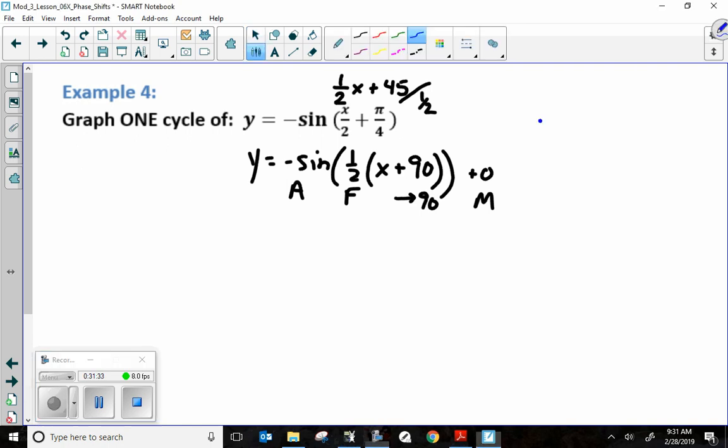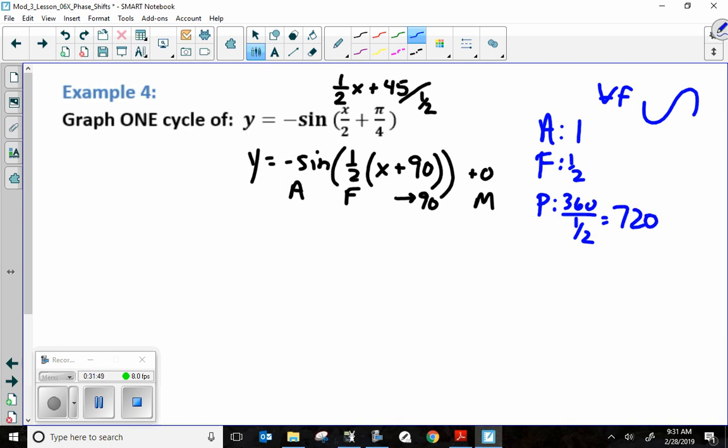So amplitude is 1, but it is negative, and it is sine again. So it's a vertical flip, and it's going to go down, then up. My frequency is 1/2. My period is 360 divided by a half. That's actually 720. My midline, that's still y equals 0. And I am moving to the right 90.